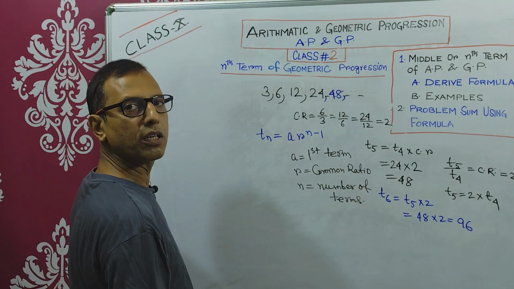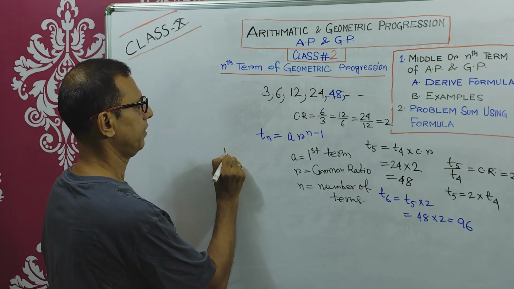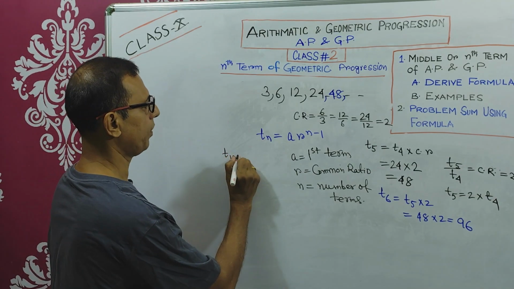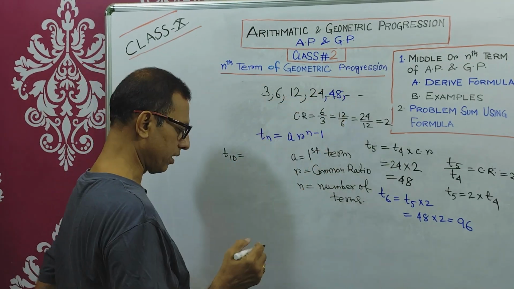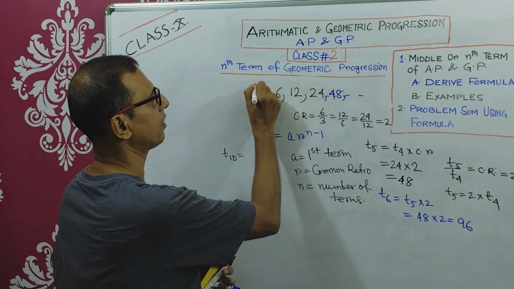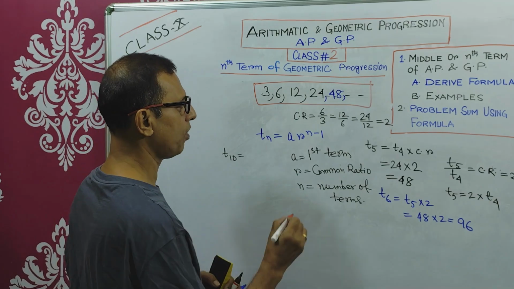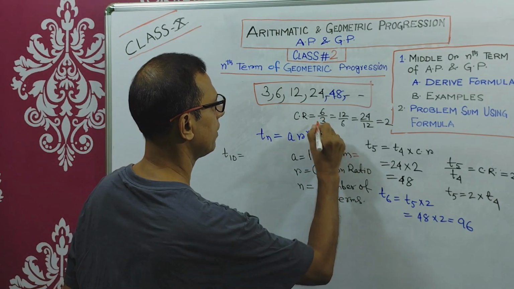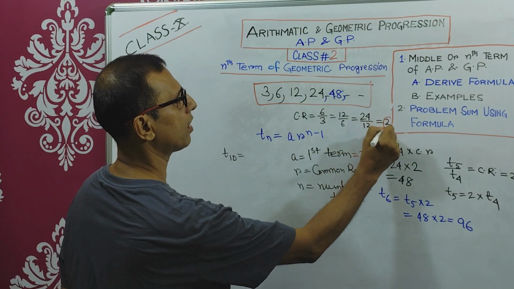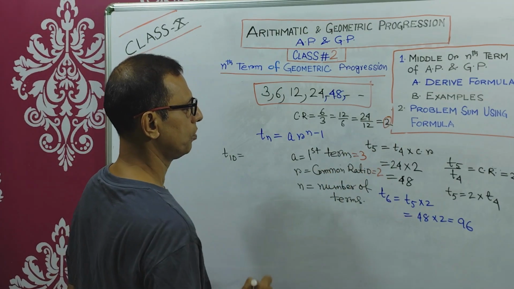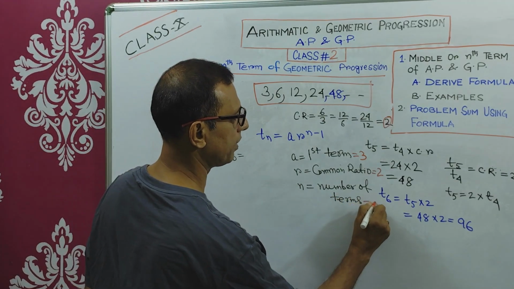Now, if I ask you to find the 10th term, how will you do it? T10 equals a r to the power n minus 1. What is a? The value of a from this particular pattern I am following: the value of a is 3. What is the value of r? That we have already found, that is 2. N is the number of terms, and I am asking you to find the 10th term. So n equals 10 here.